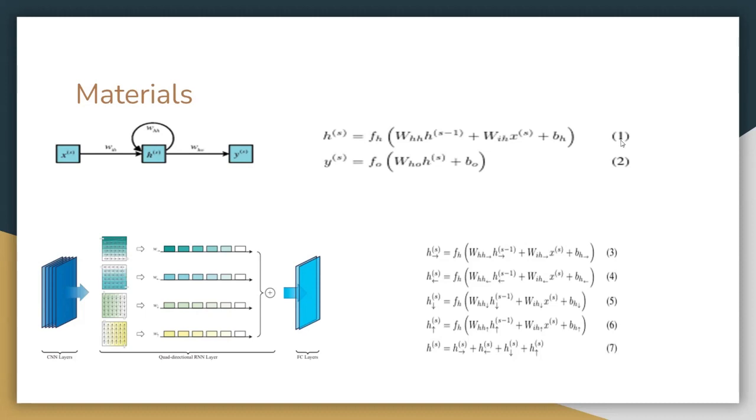Within this figure 1 formula, WHH and IH are just weight matrices. BH is the bias, and F of H, which contains all of this, is the activation function. The output is generated at each time step using the current hidden state as well as the previous hidden state, H of S minus 1. And that's all stored in the current H of S right here.